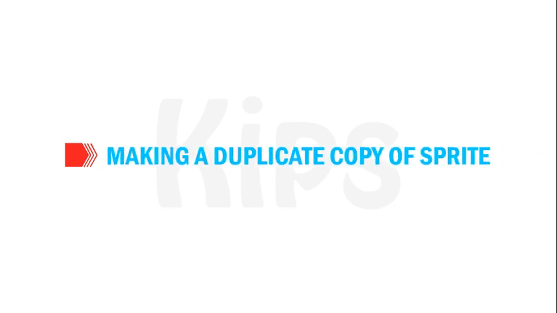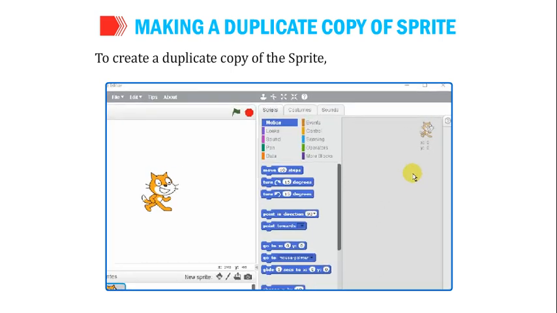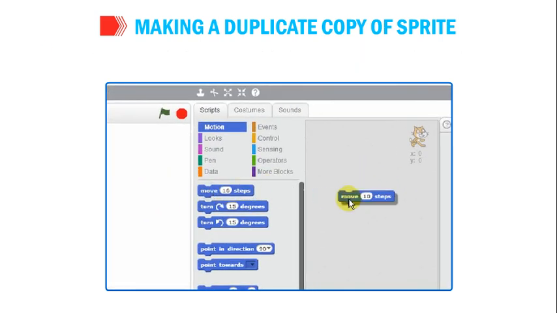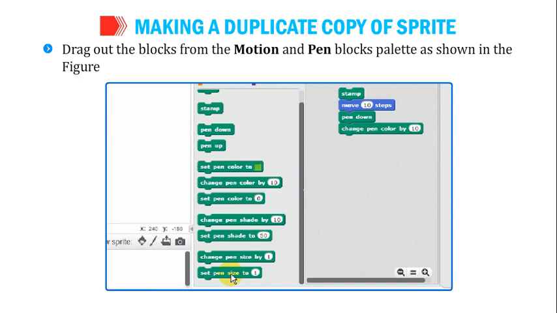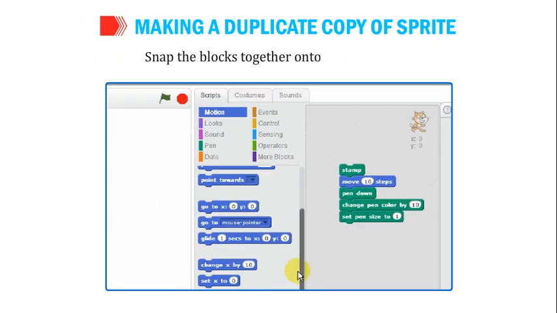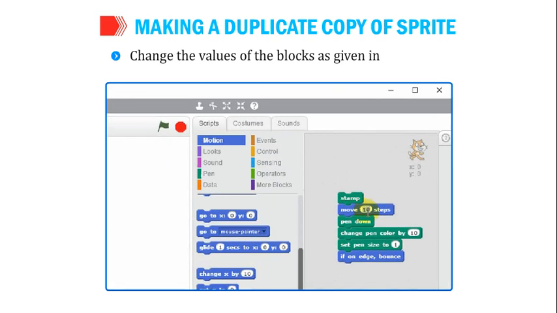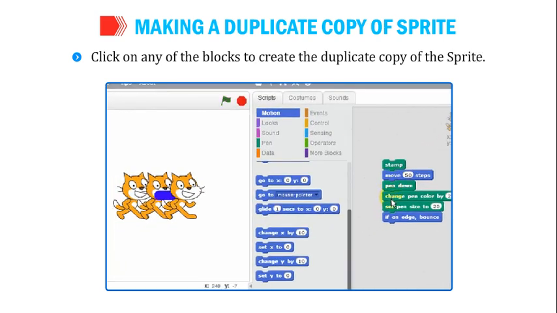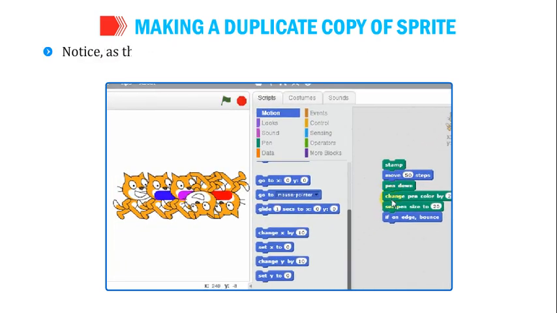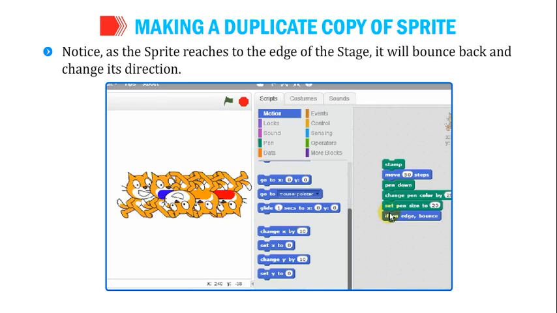Let's quickly learn about making a duplicate copy of sprite. To create a duplicate copy of the sprite, the stamp block is used. Drag out the blocks from the motion and pen blocks palette, as shown in the figure. Snap the blocks together onto the sprite area. Change the values of the blocks. As shown in the figure, click on any of the blocks to create a duplicate copy of the sprite. Notice as the sprite reaches the edge of the stage, it will bounce back and change its direction.